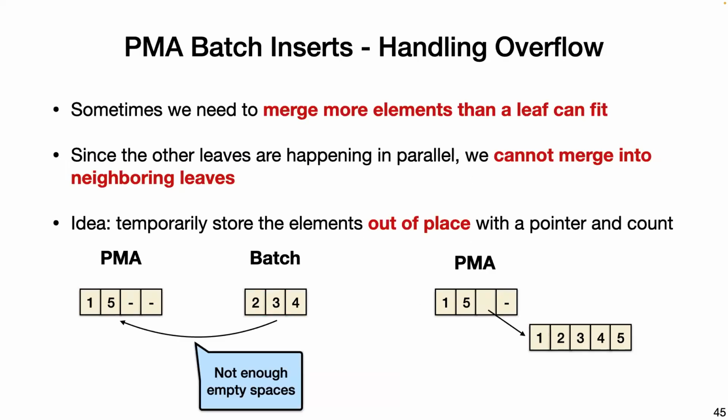In some cases, we may need to merge more elements than we have empty spaces in this batch case. You would never have this in the point case, but in the batch case, sometimes you do. And since the other leaves may be happening in parallel, your particular thread is only ever dealing with one leaf, but the neighboring leaves may be getting merged into, so you can't overflow into them. So in that case, we just make some out of place storage, and then keep a pointer to it in the leaves. And this is again a little different from the tree case, because you never have to do this in the tree.